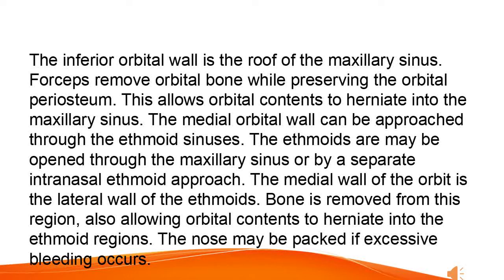The ethmoids may be opened through the maxillary sinus or by a separate intranasal ethmoid approach. The medial wall of the orbit is the lateral wall of the ethmoids. Bone is removed from this region, also allowing orbital contents to herniate into the ethmoid regions. The nose may be packed if excessive bleeding occurs.